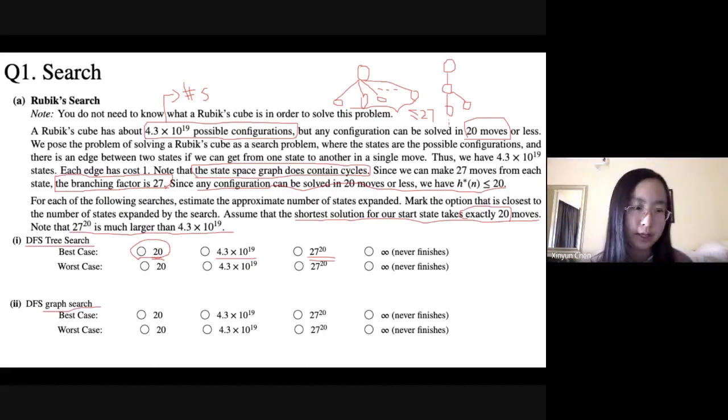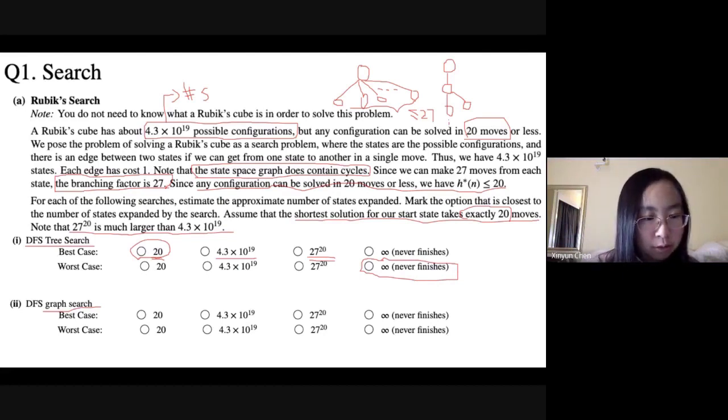Okay, then what's the worst case? Recall that a DFS tree search doesn't mark the states that the search has visited, and it only explores other paths when the current search cannot continue along the path. Also, our search problem contains cycles. So when we do a DFS tree search, in the worst case, it will never finish, because it goes into an infinite loop in this search tree.